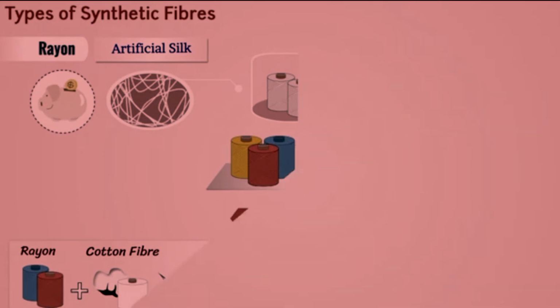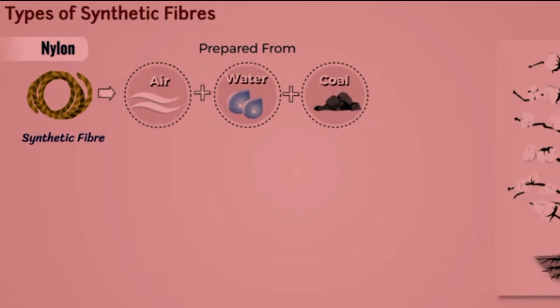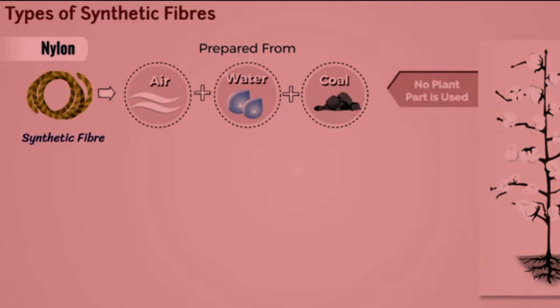Next, we will speak about nylon. It is also a synthetic fiber. It was prepared from coal, water, and air without using any plant part, which makes it the first true and full synthetic fiber.